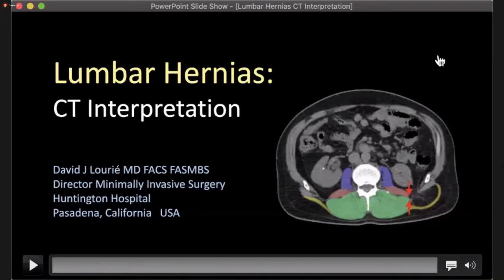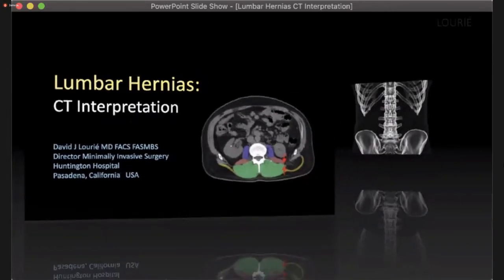I can see your screen. Thank you very much. Quite a privilege to be here. Some great talks. We're going to completely shift our focus now to the back of the patient. Let me know if my slides are moving.